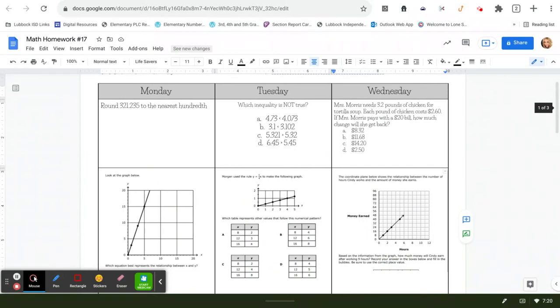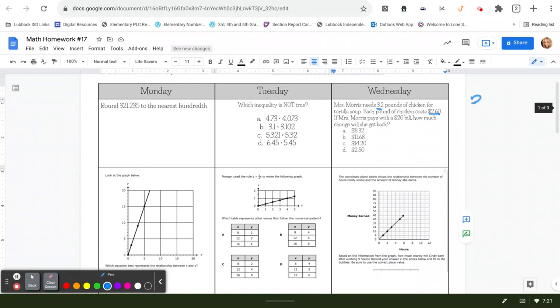Okay, Wednesday. Mrs. Morris needs 3 2/10 pounds of chicken for tortilla soup. Each pound of chicken costs $2.60. If Mrs. Morris pays with a $20 bill, how much change will she get back? I gave you this because it was our highest missed question last week on our CFA. I just changed the words and the numbers.